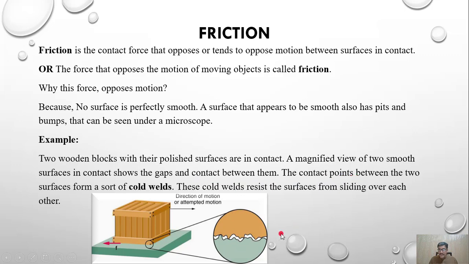The contact points between the two surfaces form a sort of cold welds. This interlocking of the gaps is basically creating friction. These cold welds resist the surfaces from sliding over each other. Cold welds are these pits and bumps, or you can say the places where two surfaces are getting interlocked, and they resist the surfaces from sliding over each other.